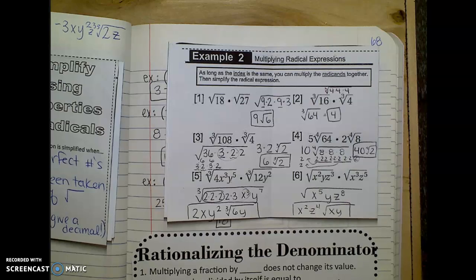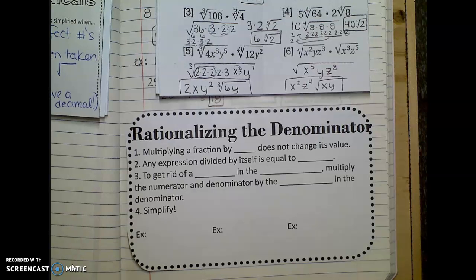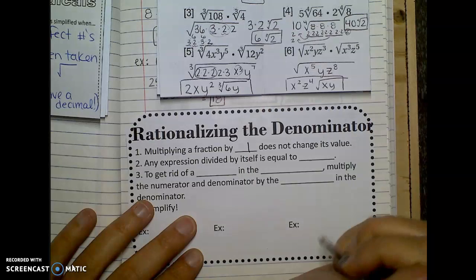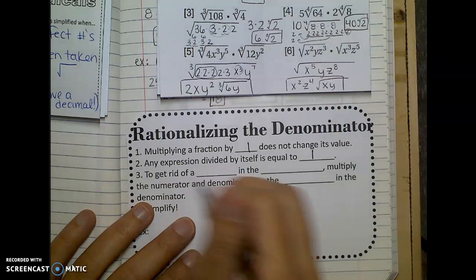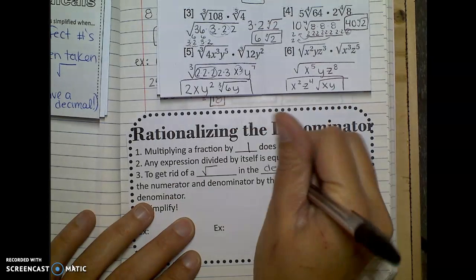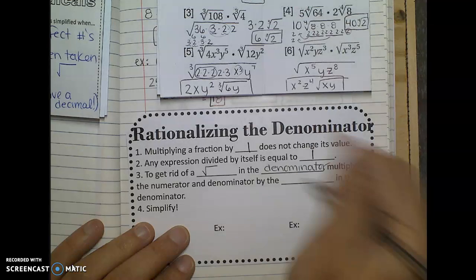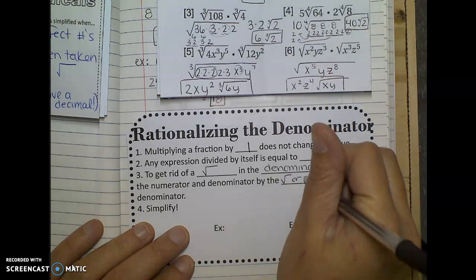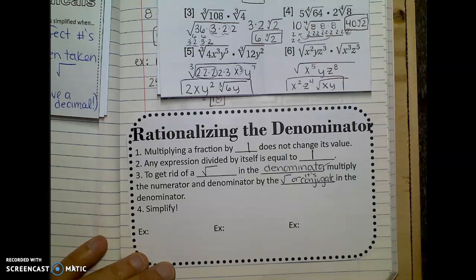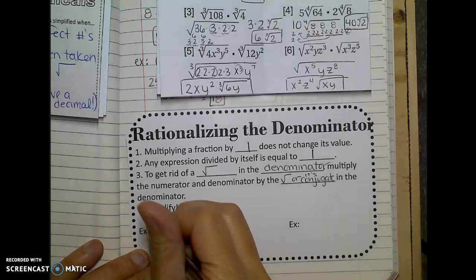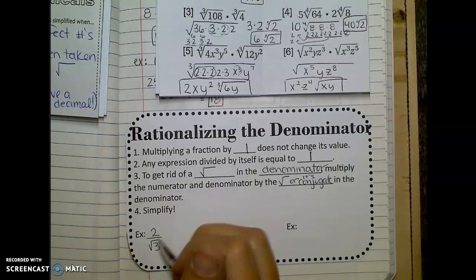Okay, so let's take a little rationalize the denominator break. So since I'm not allowed to have roots in the denominator, we need to rationalize. Multiplying a fraction by 1 does not change its value, and the expression divided by itself is equal to 1. So to get rid of a root in the denominator, meaning I have a fraction, we multiply the numerator and denominator by the root or its conjugate in the denominator. So, for example, 2 over root 3, I can't really divide there, so I simplify by rationalizing.